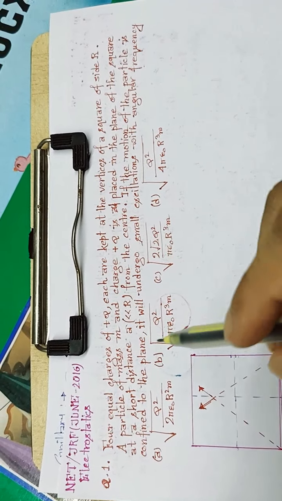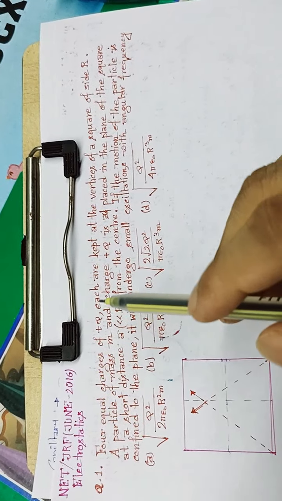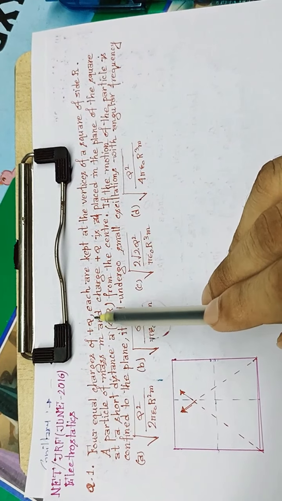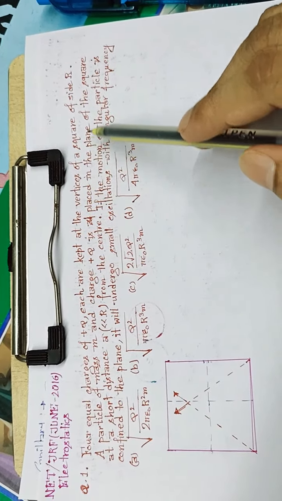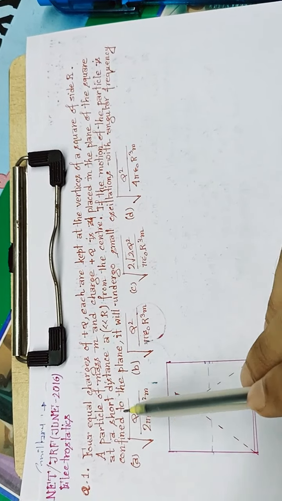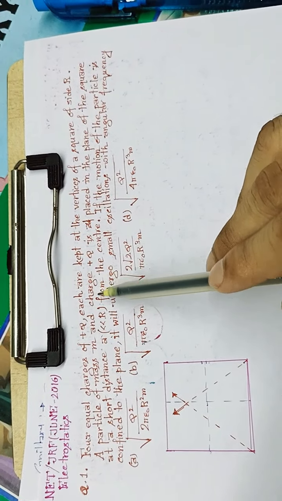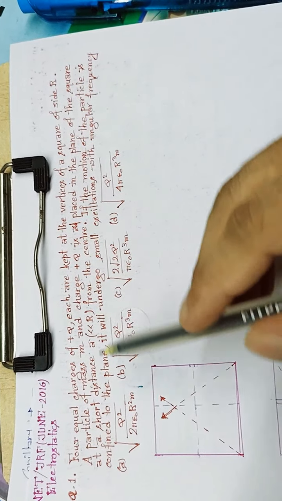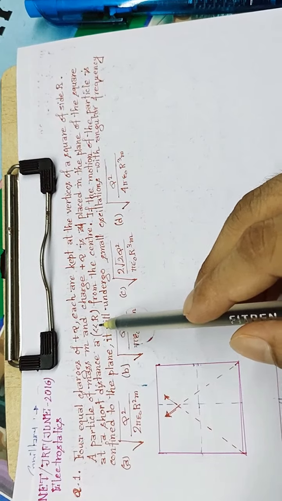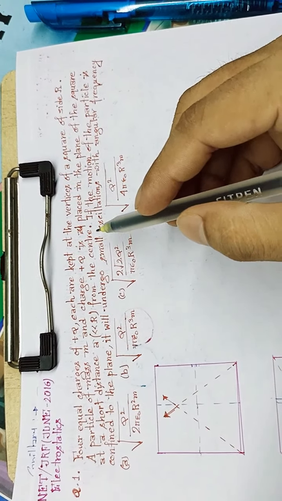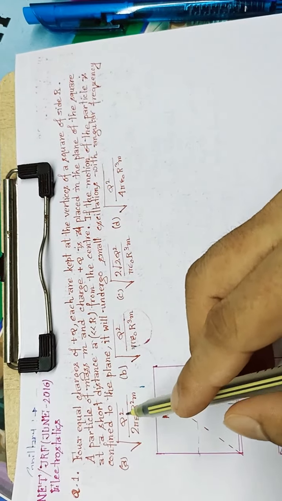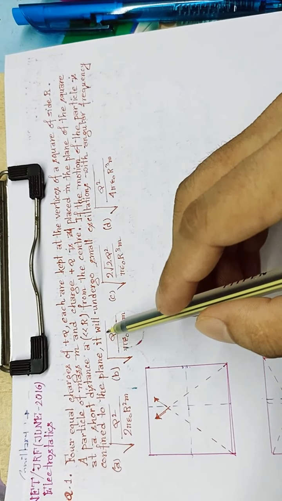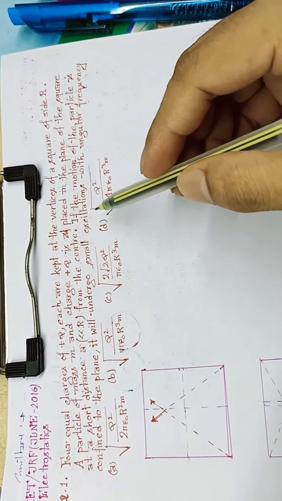Here is a question from NET JRF 2016 from Electrostatics. In this question it is given that four equal charges of plus q each are kept at the vertices of a square of side r. A particle of mass m and charge plus q is placed in the plane of the square at a short distance a, which is less than r, from the center. If the motion of the particle is confined to the plane, it will undergo a small oscillation with angular frequency.